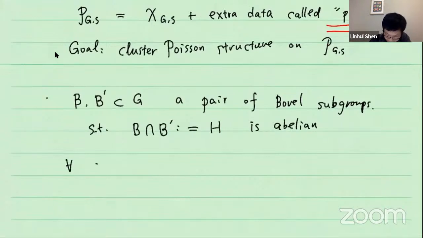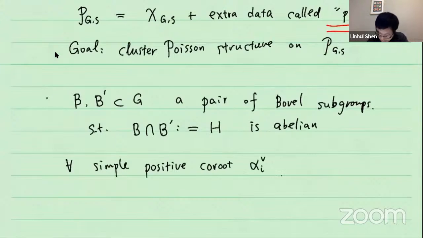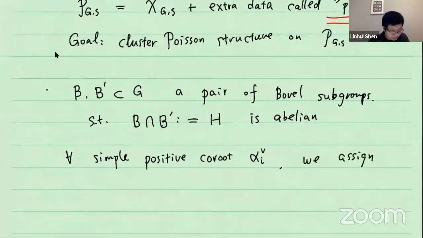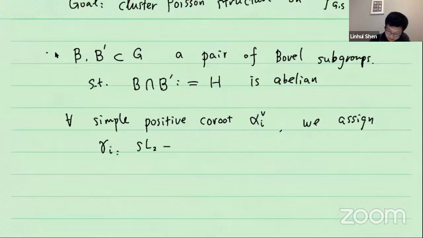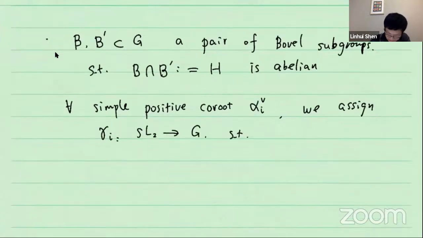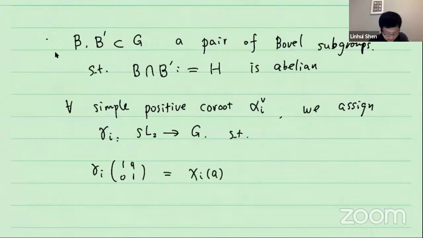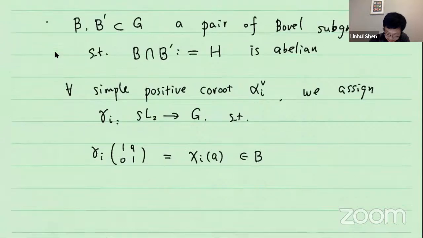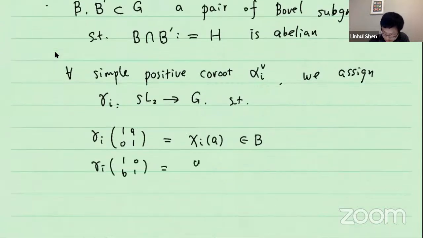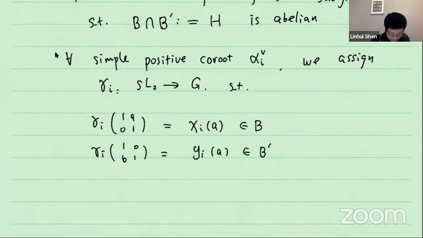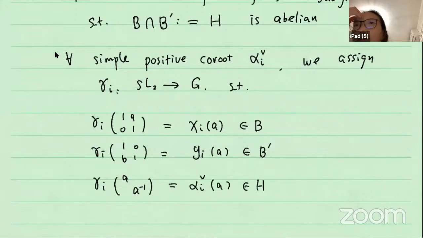And then for any simple positive coroot, alpha_i check, we can assign a homomorphism from SL2 to G such that it maps the up triangular matrices to some x_i in B, and maps the lower triangular matrices to something called y_i in B prime, and it maps the diagonal matrix to alpha_i check given by this coroot in H. So for every i, yes.